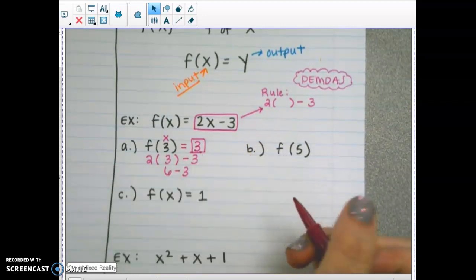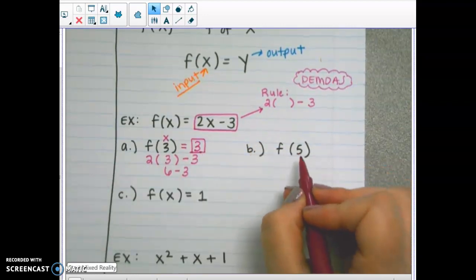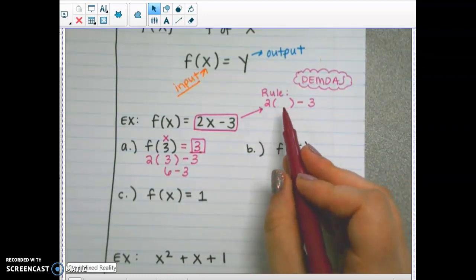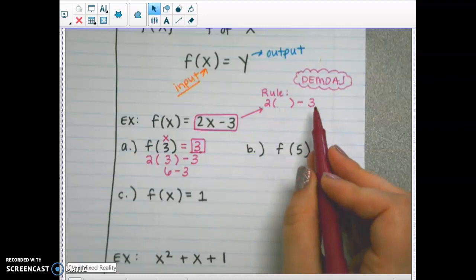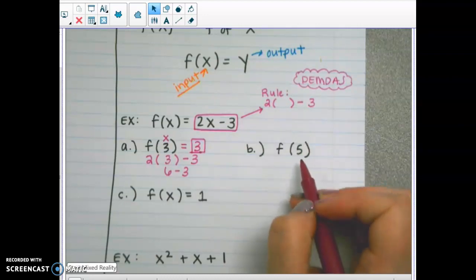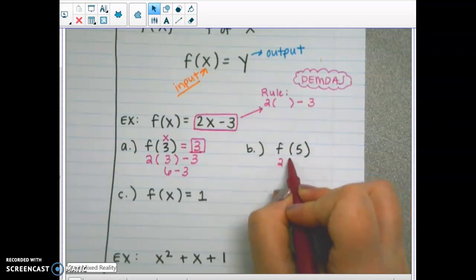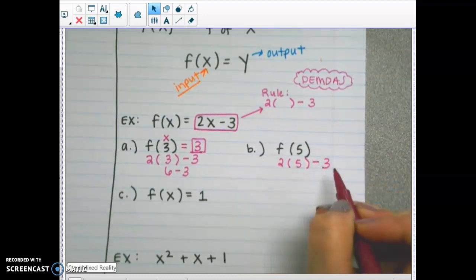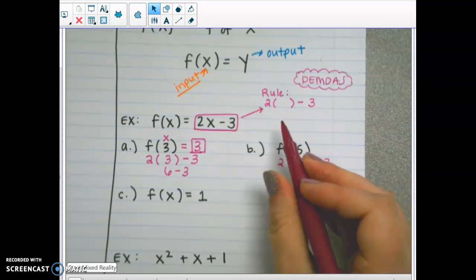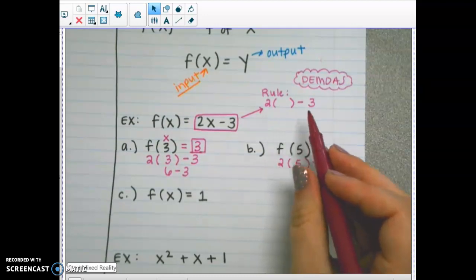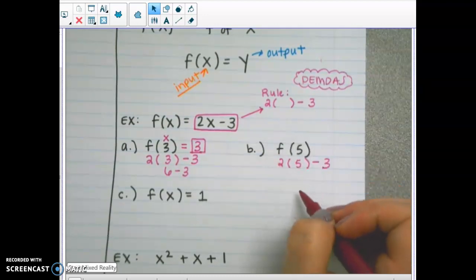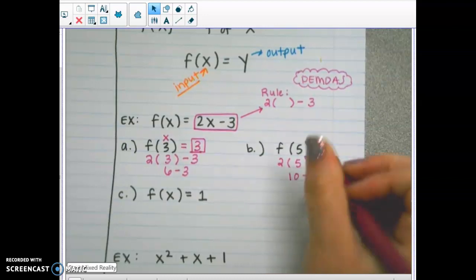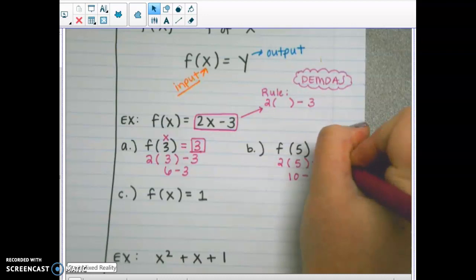All right, so let's go to the next one. Same rule. I'm still going to be doing 2 times the number that we plug in for X minus 3, but now I want you to plug in 5. So I'm following the same rule, 2 times the number that we're going to plug in minus 3, and this time I'm plugging in 5. So 2 times 5 is 10. 10 minus 3 is 7.